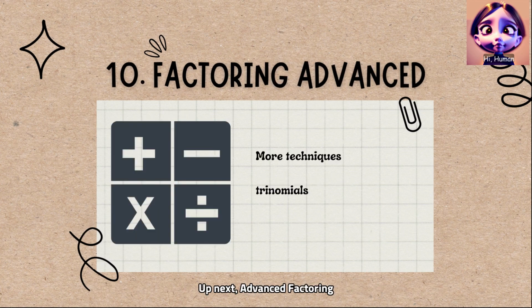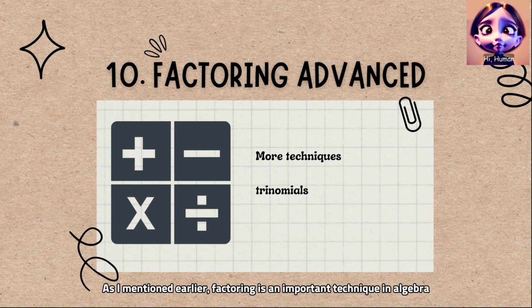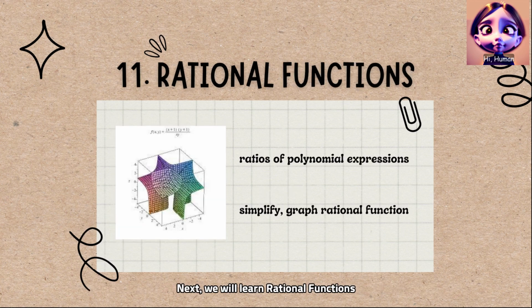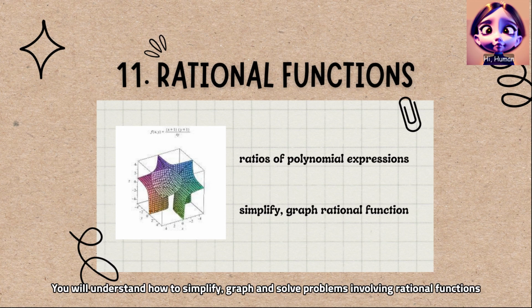Up next, advanced factoring. As I mentioned earlier, factoring is an important technique in algebra. You will learn how to factor trinomials and other polynomial expressions in this part. Next, we will learn rational functions. Rational functions involve ratios of polynomial expressions. You will understand how to simplify, graph and solve problems involving rational functions.